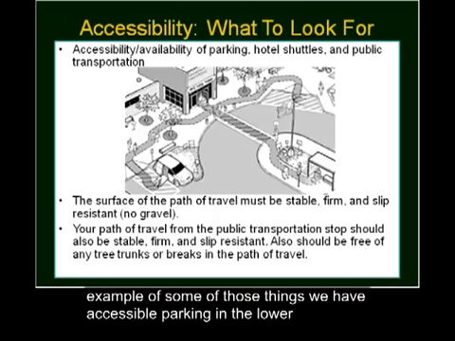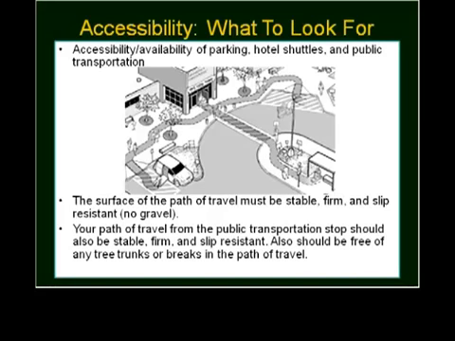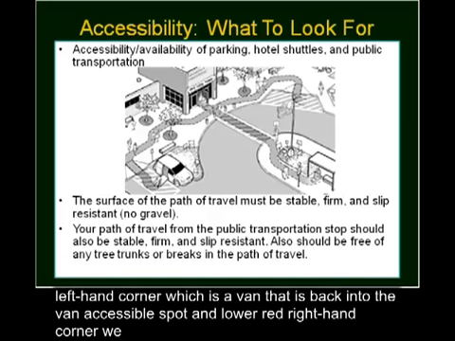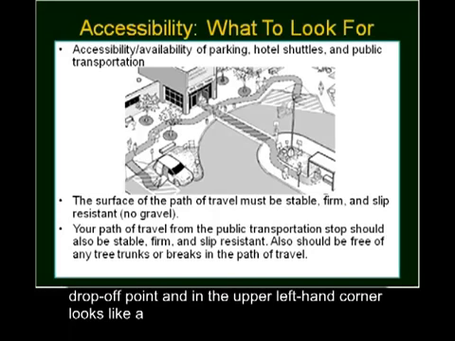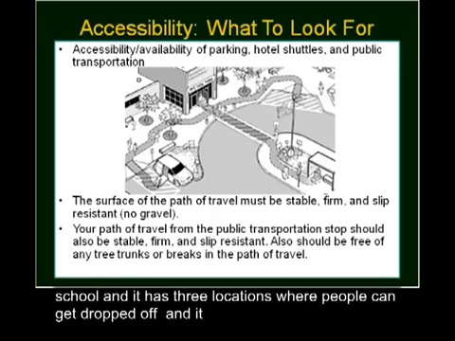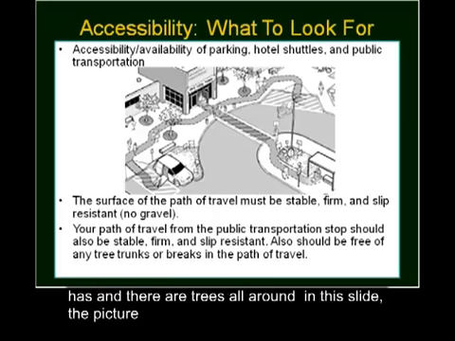We have accessible parking in the lower left-hand corner, which is a van that's backed into the van accessible spot and a ramp let down. And in the lower right-hand corner, we have a public transportation stop. And in the upper right-hand corner, we have a drop-off point. And in the upper left-hand corner looks like a school. And it has 3 locations where people can get dropped off, and it has a path of travel, and there's trees all around.